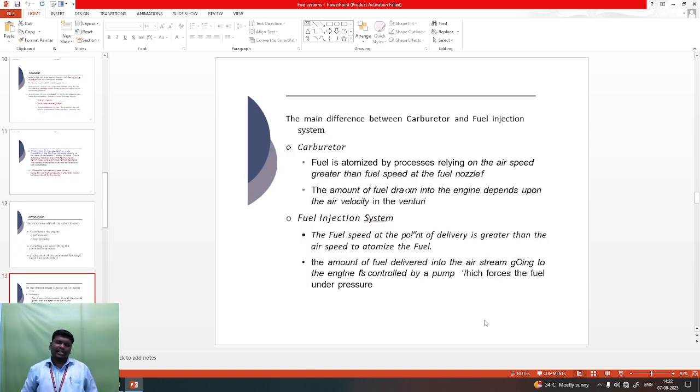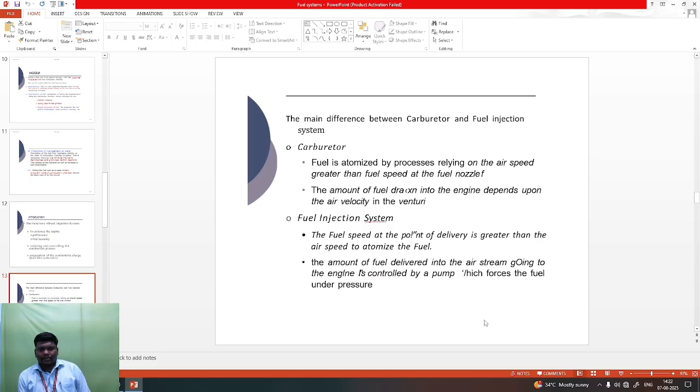So let us see the main difference between the carburetor and the fuel injection system. The carburetor is fully automated, relying on the air speed being greater than the fuel speed at the fuel nozzles.